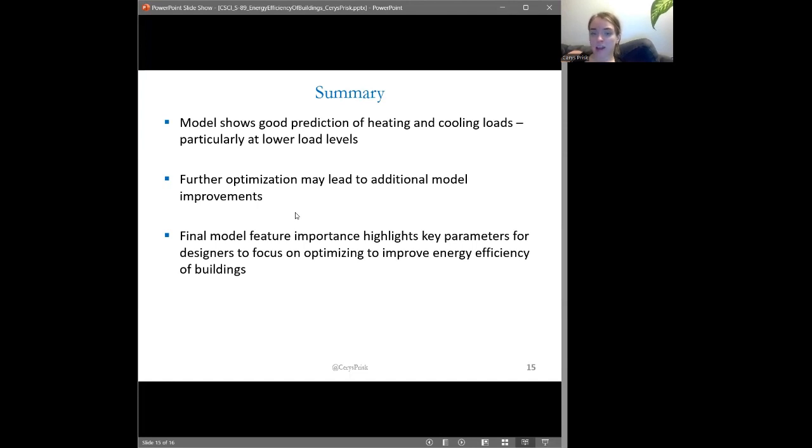For the final model, I used the weights to do some feature importance, and that highlighted the key parameters which have the biggest influence on energy efficiency of buildings, which designers can then use to focus on optimizing those to improve energy efficiency of buildings in the most streamlined way.